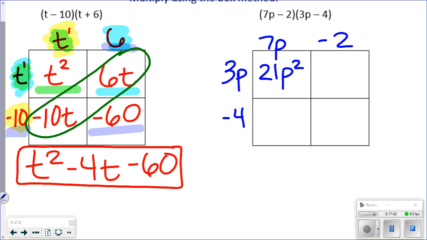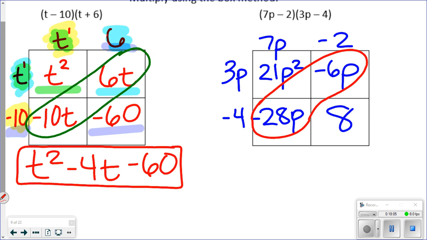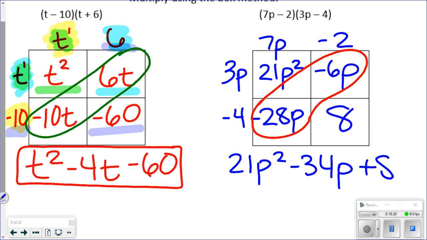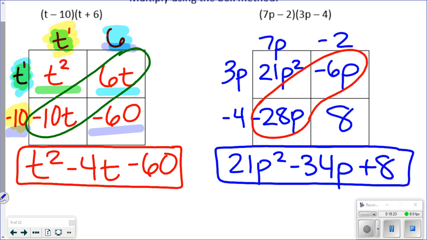3p times negative 2 is negative 6p. 7p times negative 4 is negative 28p. Negative 4 times negative 2, 2 negatives make a positive 8. Now we're going to add them all up. These are the only 2 like terms, so we're going to leave the 21. Negative 28 minus 6 would be negative 34p, and then positive 8 comes at the end, and this is my final answer.